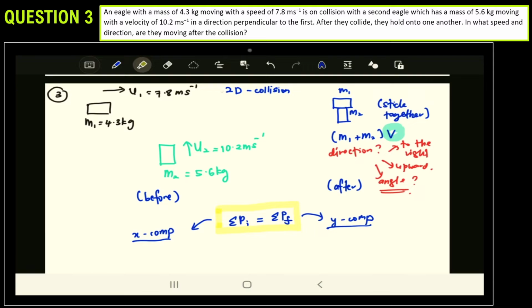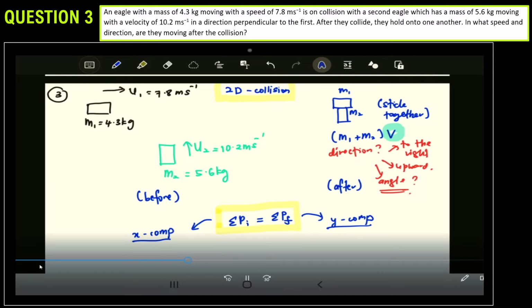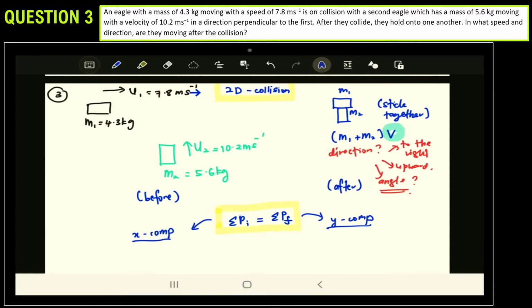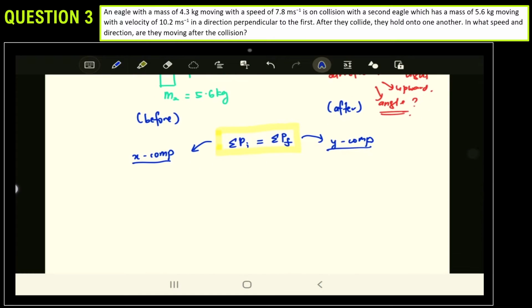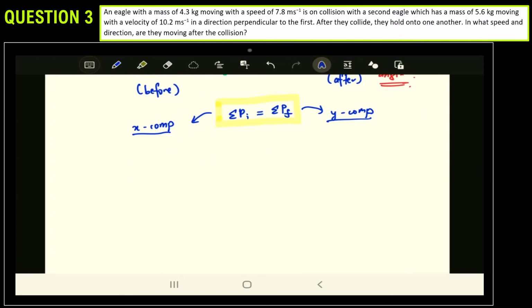How do we know this is 2D collision? Okay, how do we know? So from here you can see, initially U1 is moving in X component, but U2 is moving in Y component. Alright, so obviously we have two different directions of U1 and U2. So for this case we need to divide the calculation into X component and Y component.